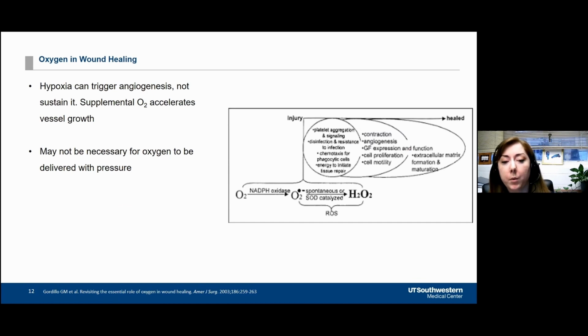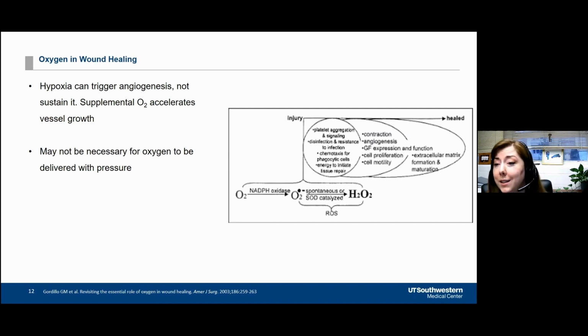I wanted to bring up Gordillo's paper here. They have a really nice diagram on the right. I apologize, it's a little blurry. I had to crop it out of a paper. Basically, they're showing exactly this process where the oxygen, through the use of NADPH oxidase, is going to that charged particle, and then how it works throughout different stages of wound healing from the initial injury all the way.